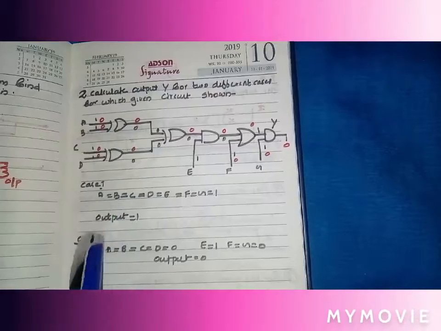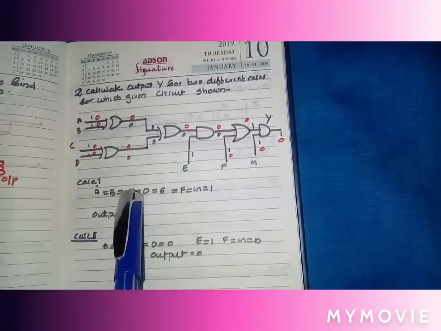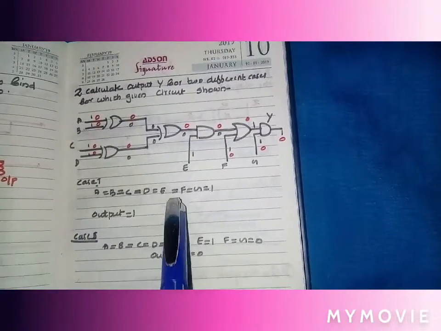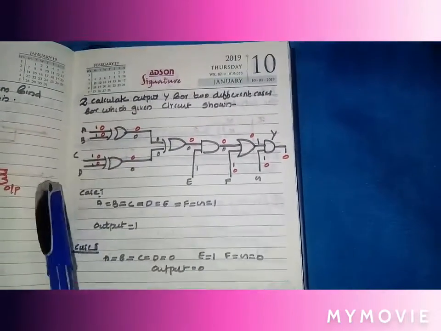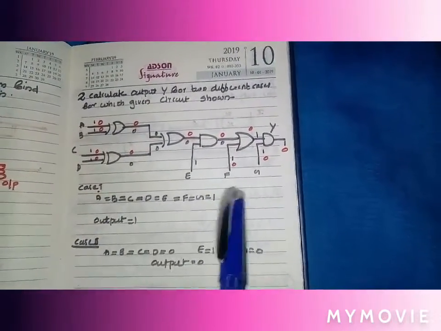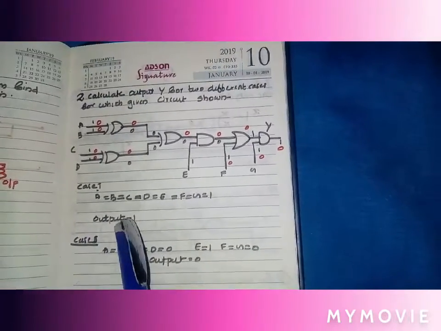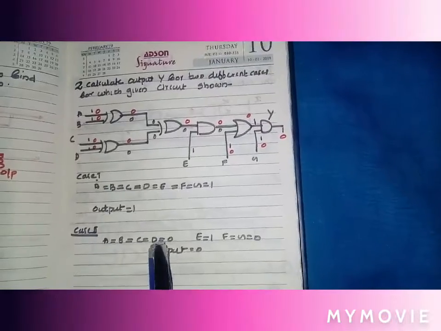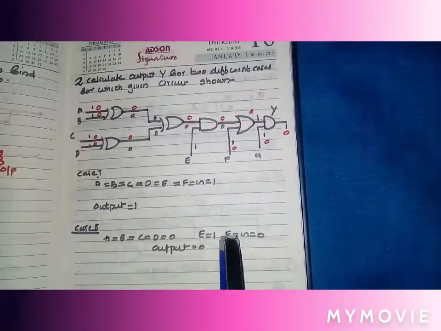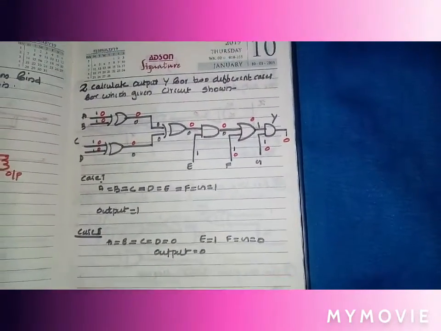We have to consider the two cases. First, A equal to B equal to C equal to D equal to E equal to F equal to G equal to 1. So we put the values as 1 and see what the output will be. And also we have to check A equal to B equal to C equal to D equal to 0 and E equal to 1, F equal to G equal to 0.